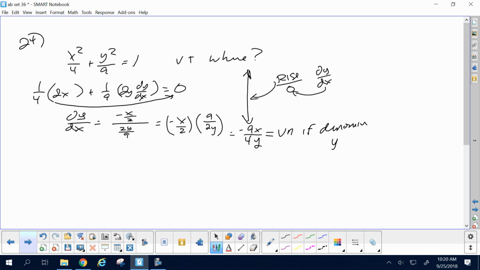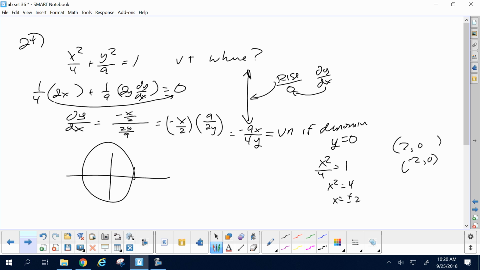And so that implies y must be 0. If y is 0, then x is plus or minus 2. So the places where the graph goes vertical are 2, 0, and negative 2, 0. It's not just enough to find the y, you're going to have to find the x that goes with those. Now, if you think about that graphically, it would make sense. This is an ellipse like that, and it's vertical like that. Okay. No, actually, so vertical.